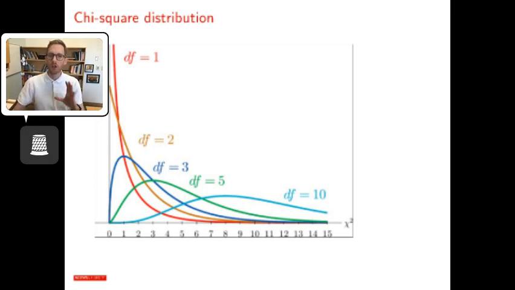So the chart that we look to in order to find that p-value is going to be dependent on the degrees of freedom, just like the t-charts were. But this will be a chi-squared distributional chart.